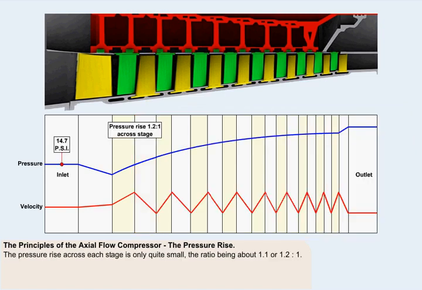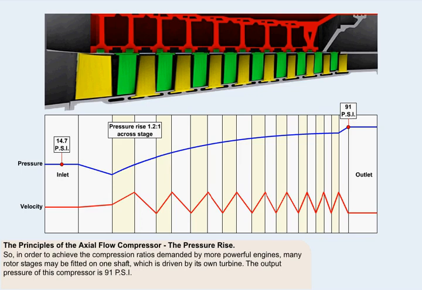The pressure rise across each stage is only quite small, the ratio being about 1.1 or 1.2 to 1. This means that in the first stage, the pressure might only increase by about 3 pounds per square inch. As a consequence of this, in order to achieve the compression ratios demanded by more powerful engines, many rotor stages may be fitted on one shaft, which is driven by its own turbine, as shown here. Assuming that the pressure ratio for each of these 10 stages was 1.2 to 1, the output pressure for this compressor would be in the region of 91 pounds per square inch.